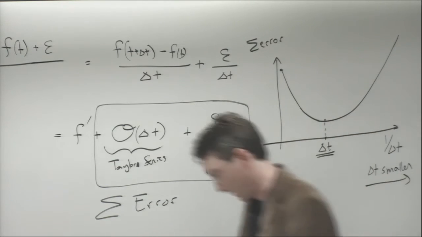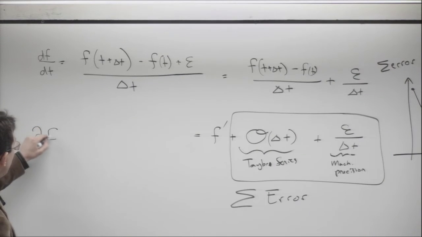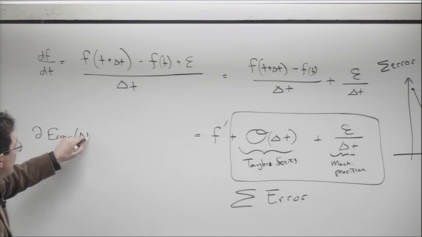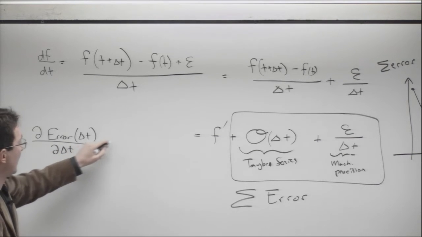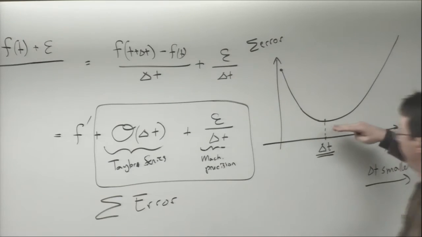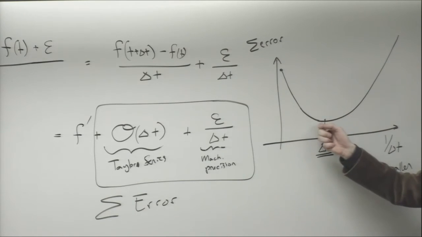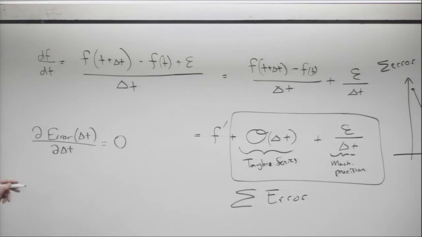If you compute this, I'm not going to go through the details, but you can actually do this from the lecture notes. You can take this error expression, and because error is a function of delta t, I can take the partial of that with respect to delta t, and set it equal to 0, and find the delta t where I have 0 slope in the error, my minimum error as a function of delta t. And for a forward difference scheme, it turns out to be about delta t equals 10 to the minus 5.